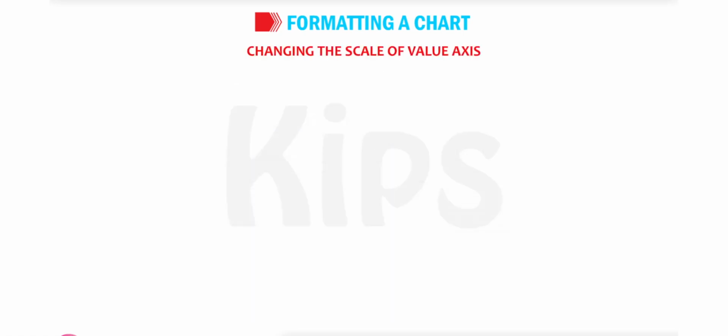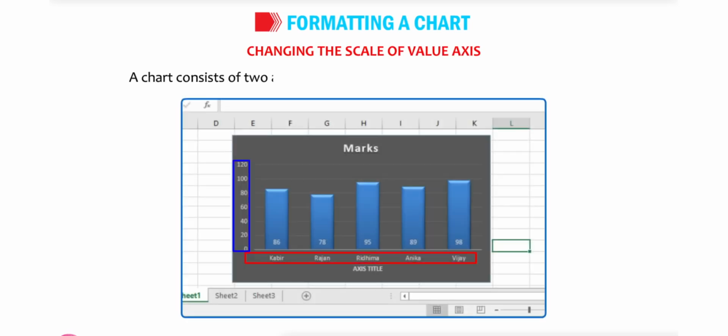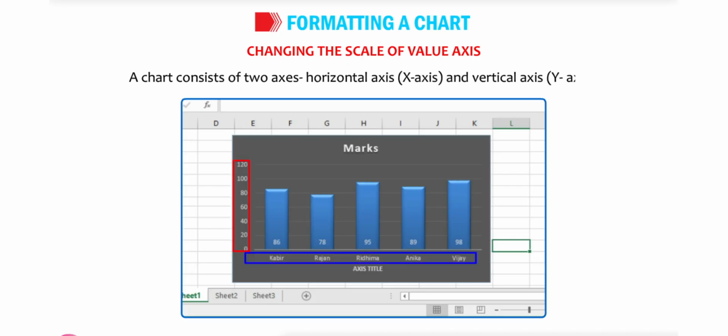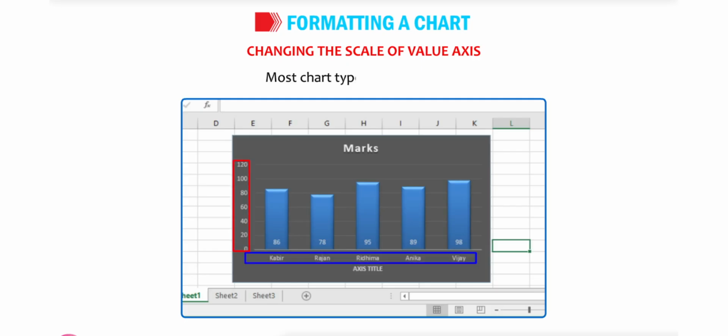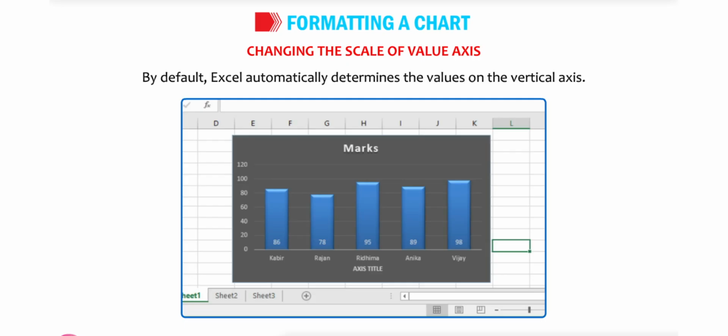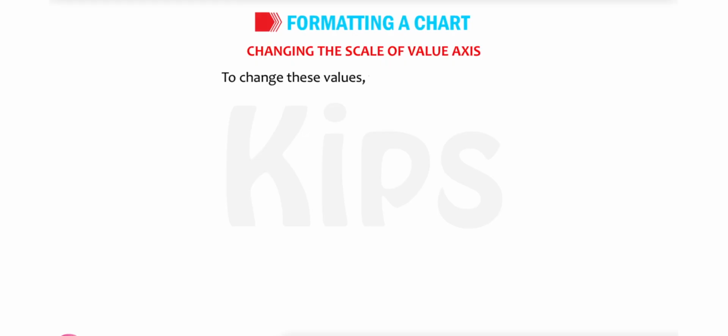Students, let us learn how to change the scale of value axis. A chart consists of two axes, horizontal axis, x-axis and vertical axis, y-axis. Most chart types have two axes. By default, Excel automatically determines the values on the vertical axis. To change these values, follow the given steps.